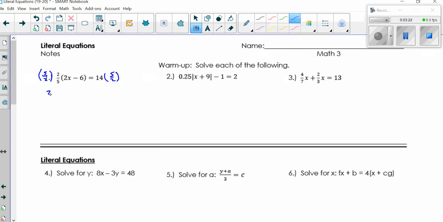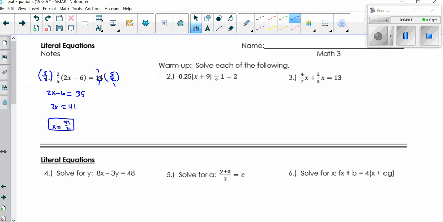That's going to leave me on the left side with 2x minus 6 equals 14 times 5, which is 70, and then 70 divided by 2. Or we could do this too: this is 14 over 1, so if I cut 14 and 2 in half, this becomes a 7 and this becomes a 1, and 7 times 5 is 35. Okay, I'm going to add 6 to both sides, which gives us 41. Then I'm going to divide by 2, which gives us 41 halves.